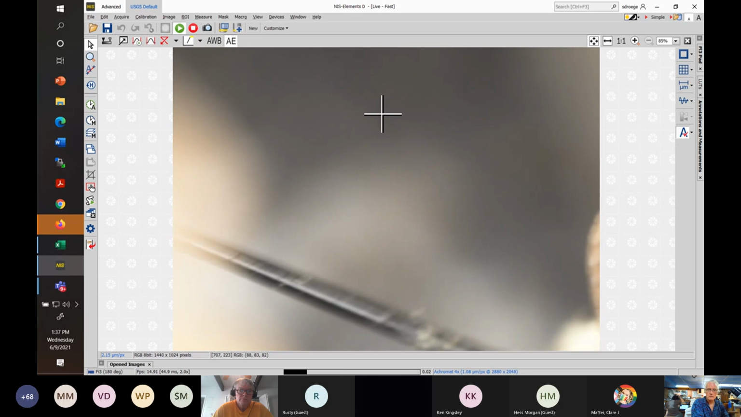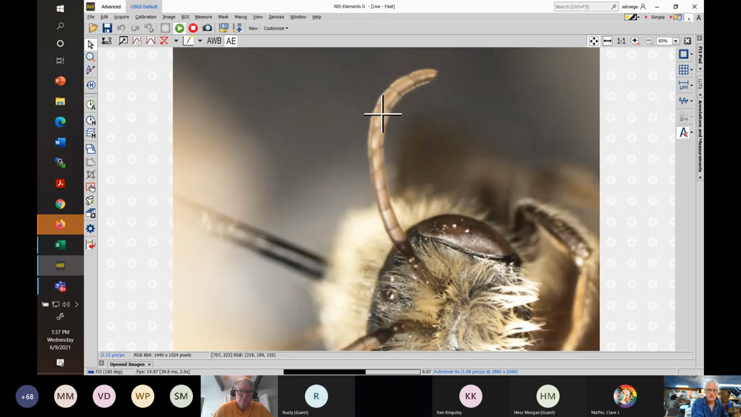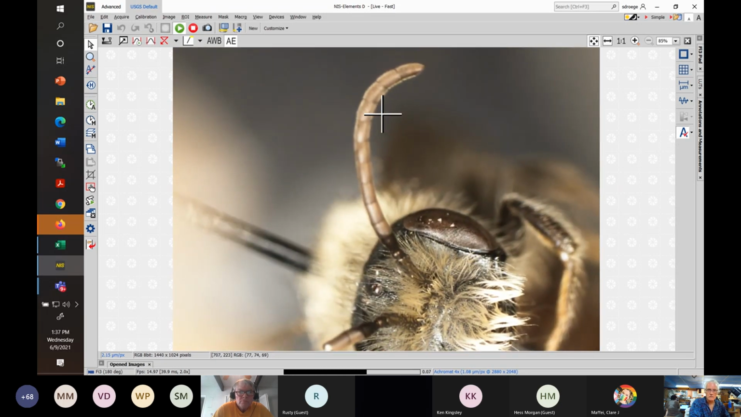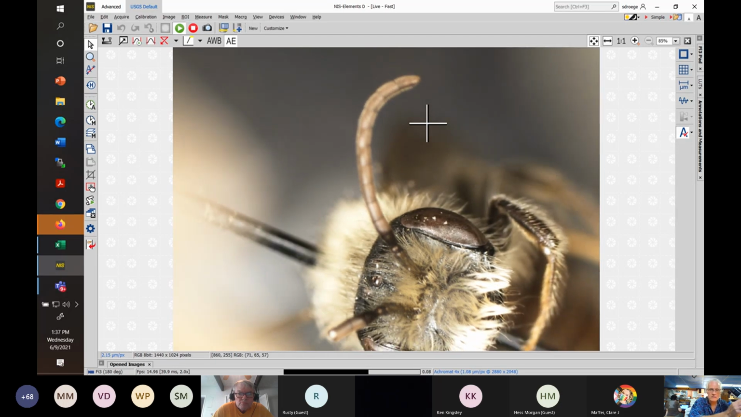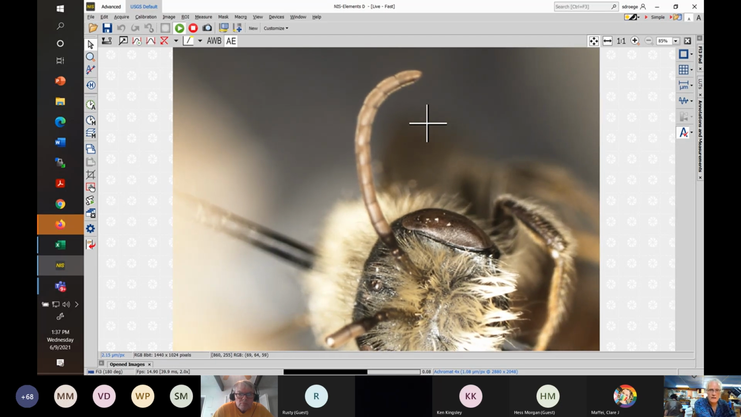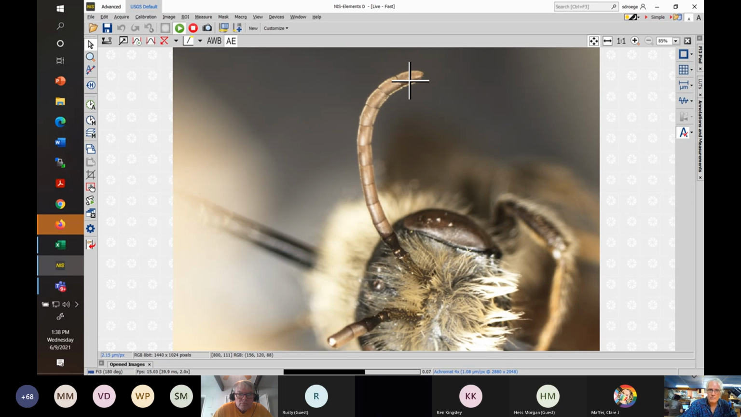This. Ooh, yeah, indeed it is. All right. So here's the antennae. Now very nicely visible. And we can count them. 1, 2, 3, 4, 5, 6, 7, 8, 9, 10.